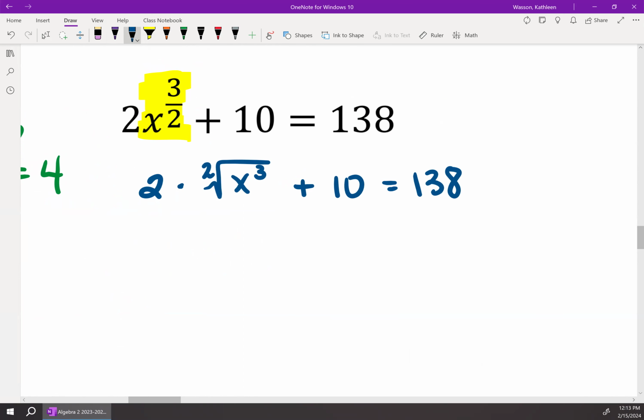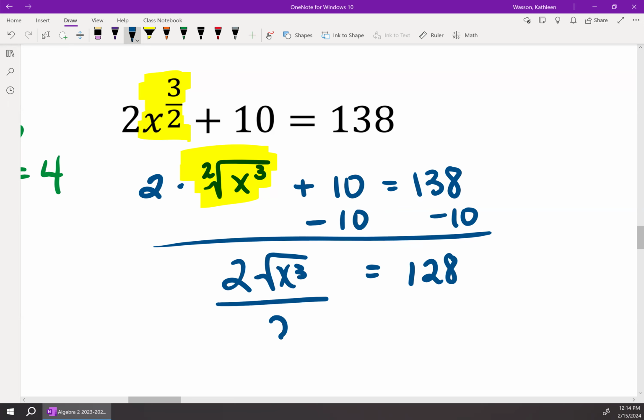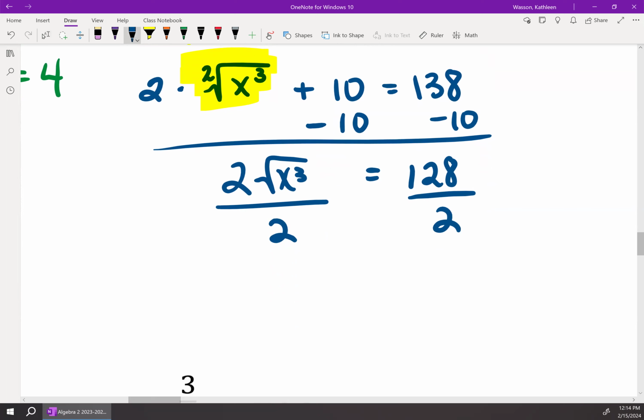I need to isolate the radical. So first I subtract 10. So I have 2 square root x to the third equals 128. And I'm still isolating. I divide by 2 because those are multiplied together, and I get square root x to the third equals 64.